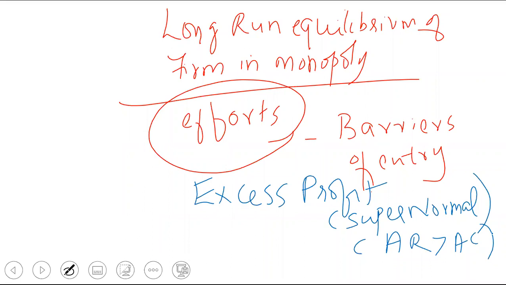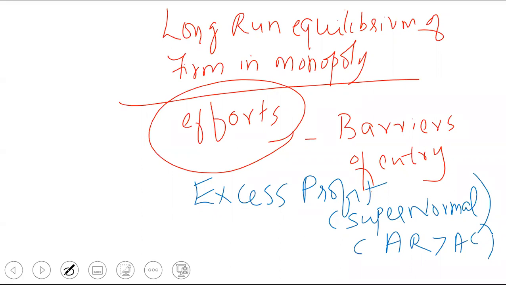For a monopoly firm in the long run. Underline the last sentence. Padho kya likha hai karke. In the short run, you saw there are two possibilities: it can make profit or it can make loss. But in the long run, there is only one possibility. What is the possibility?